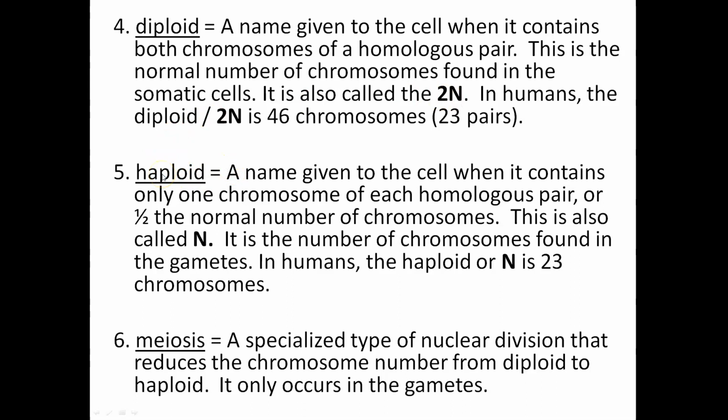Haploid is the name of a cell that would contain only 1 chromosome of each homologous pair, so half the normal number. So if the normal number, n, is 23, then that would be the haploid number. Number 6, meiosis. This is a process that turns a diploid cell into a haploid cell. So this is the production of gametes.